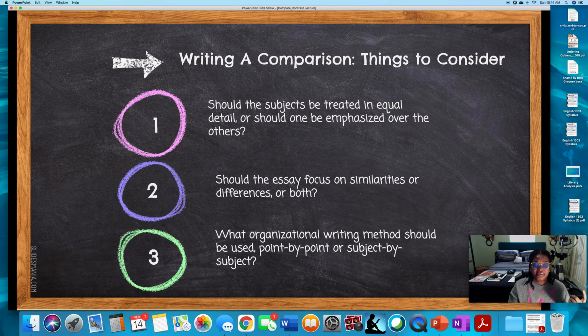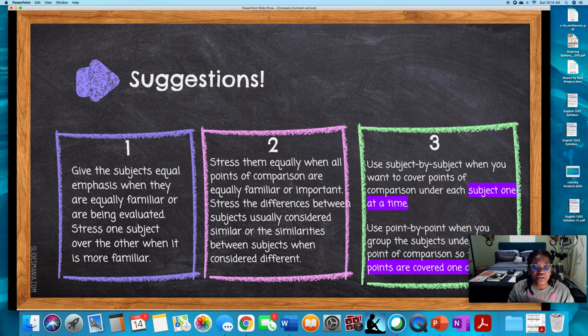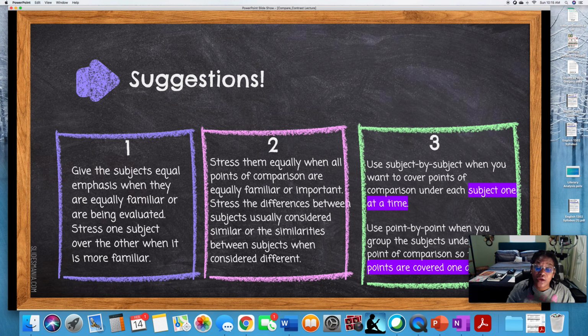The second question, should the essay focus on similarities or differences or both? Well, you're still going to stress them equally when all points of comparison are equally familiar or important. If all the points of comparison are equally important, then you're going to focus on them equally. You can stress the differences between subjects when the similarities between subjects are considered minor. So you're going to stress the differences when the differences outweigh the similarities. And you're going to stress the similarities between the subjects when they're considered different.